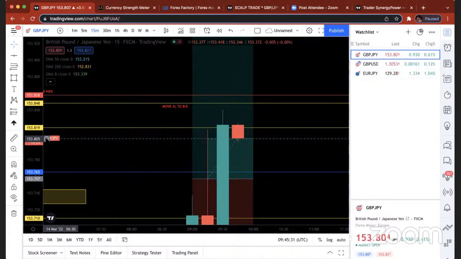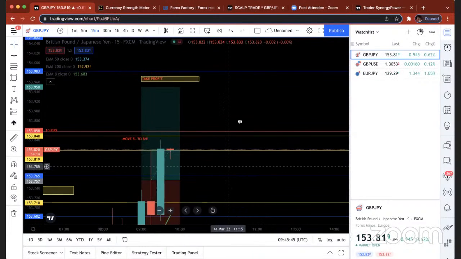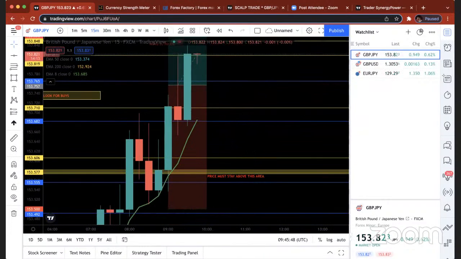Let me tell the group. Move your stop loss to break even. If we get knocked out, this is a risk-free trade. Let's go. I love it. I'll take it any day.